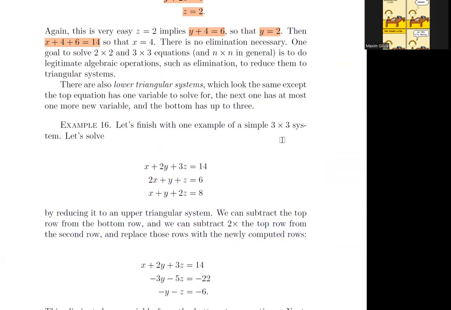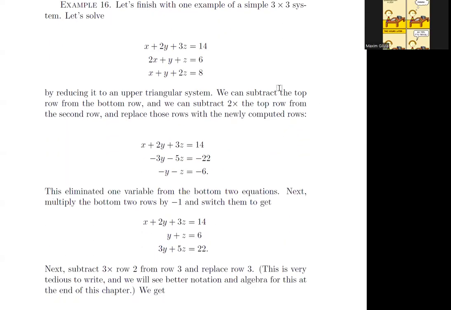So here is a simple 3x3 system. And let's just do an example because these are more involved than 2x2 systems. So we can subtract the top row from the bottom row. You see x and x appear. So we could subtract them to get rid of x. So if you subtract the top from the bottom and replace the third row, you get this row. And then you can subtract 2 times the top row so that x and 2x will match, and subtract that from the second row and replace it.